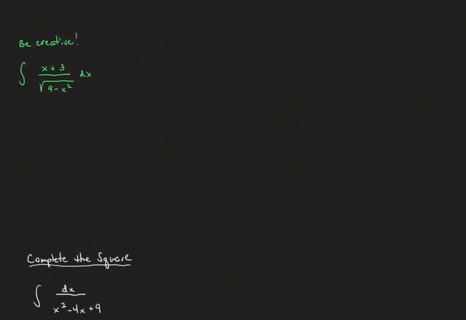Now, where we have to get really creative here. If we think maybe, can we say u is the inside of that radical, then the du is going to be negative 2x. Well, we have an x, but we got that extra plus 3 as well. What are we going to do with that? Well, here's the cleverness. We're going to split it apart. So we are going to write that as the integral of x over the square root of 9 minus x squared, plus the integral of 3 over the square root of 9 minus x squared.